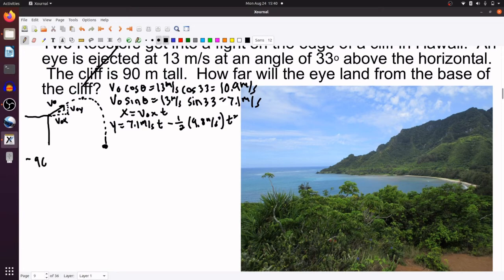Okay, and I wrote y, but the thing is, I actually know what y is. It's going to be negative 90 meters, down. So I'm going to plug that in. So it's negative 90 meters is equal to a positive 7.1, since it's going up. Our vertical velocity is clearly going to be positive. And then minus 1/2 of 9.8, which is 4.9, negative 4.9 meters a second squared t squared.